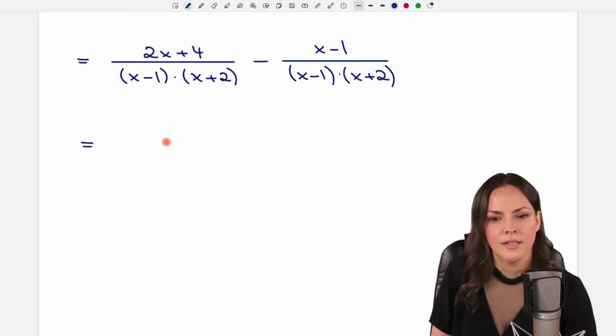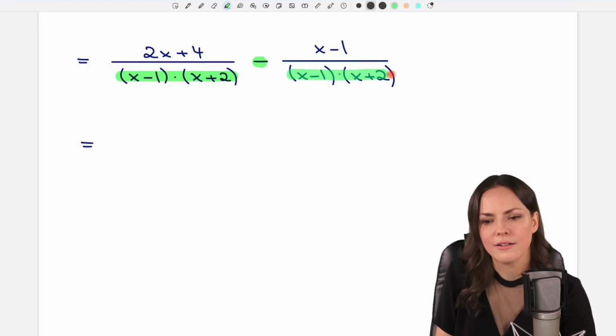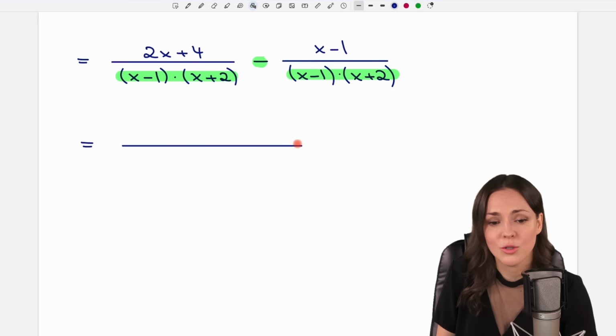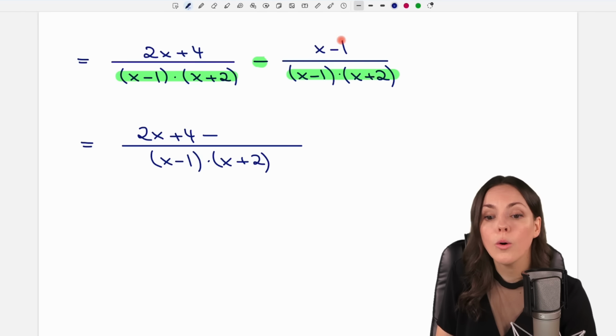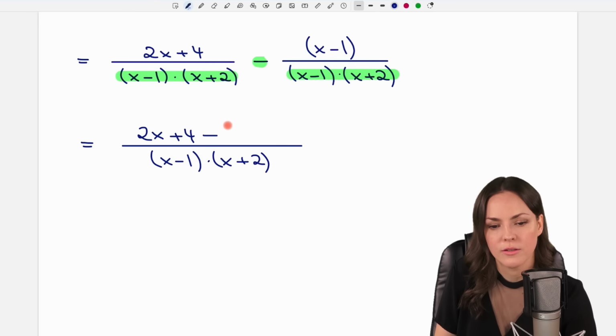What now? Well, we want to subtract them, and now our denominators are the same, so let's do it. We keep this denominator here and we subtract the numerators. So we take this numerator here, 2x plus 4, and we subtract this whole other numerator. So write this in parentheses so that you have minus this whole thing. So we have this thing here.